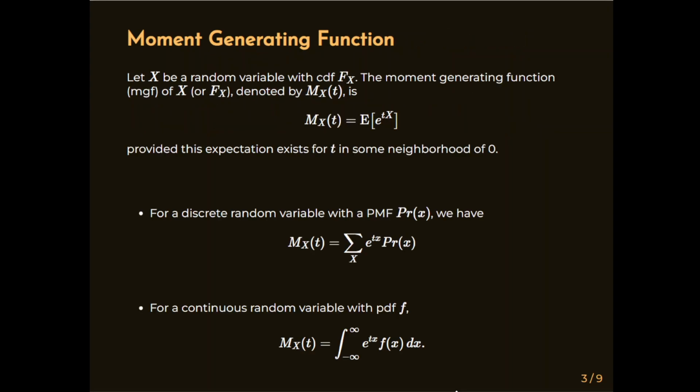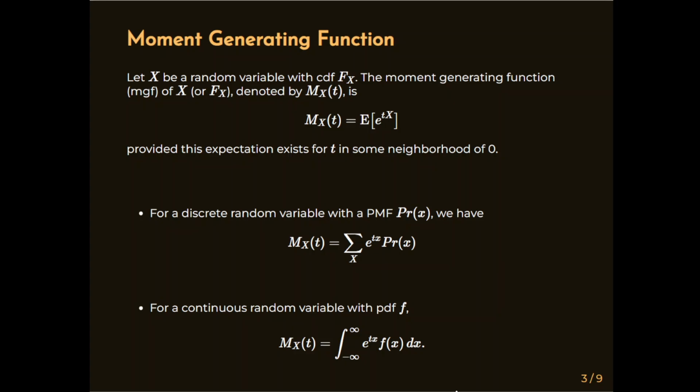Great. So just a quick recap on the moment generating function. Let x be a random variable with cumulative distribution function F of x. The moment generating function mgf of x is denoted as follows. It is the expected value of e to the tx, the exponential of tx, okay? Provided this expectation exists for t in some neighborhood of 0. That's an important little matter, but we won't go into it in this video.